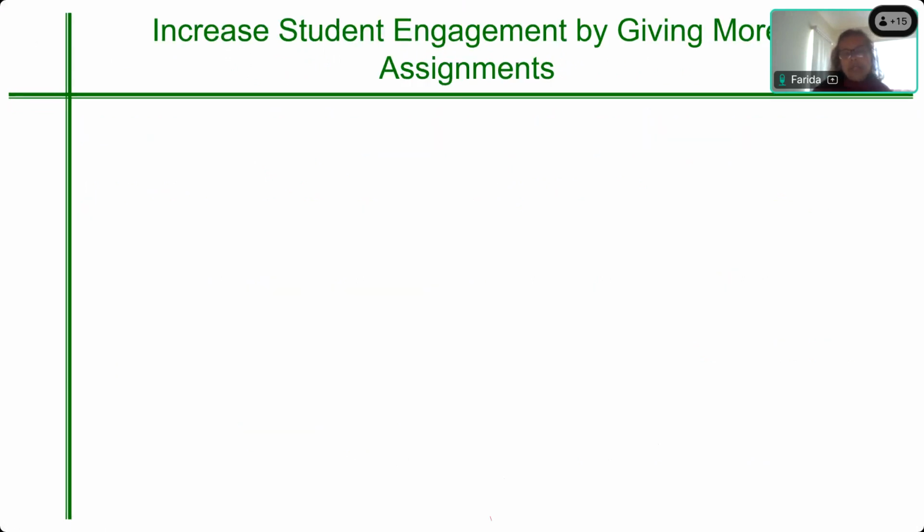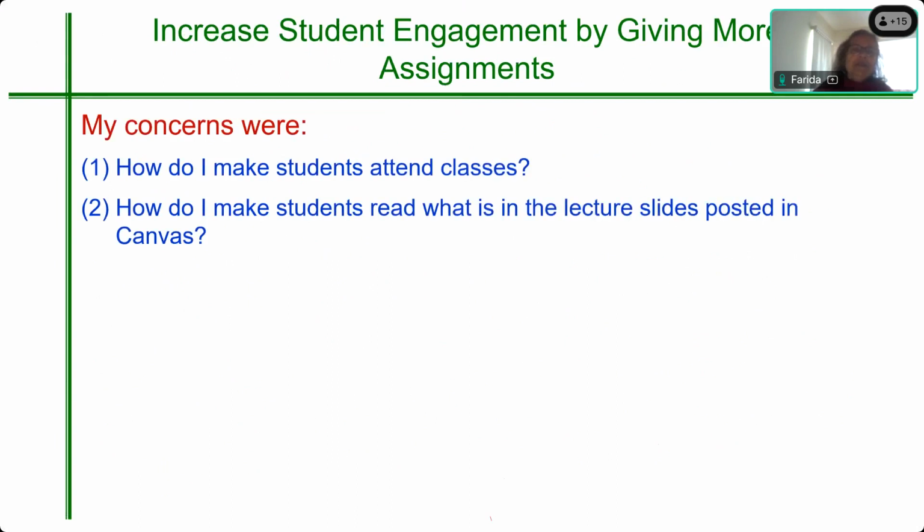So what I did was, as if they didn't have enough assignments and work, I decided to increase their engagement by giving them more assignments. And here is the rationale behind it. My concern was, how do I make students attend classes? They don't want to come. If they're not interested in coming to class, they just distract other people who are interested. So I don't want to force them to come to class, but I do want to engage them in learning the material.